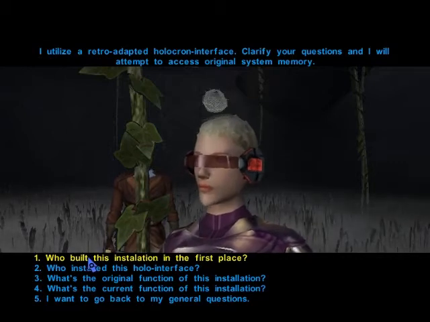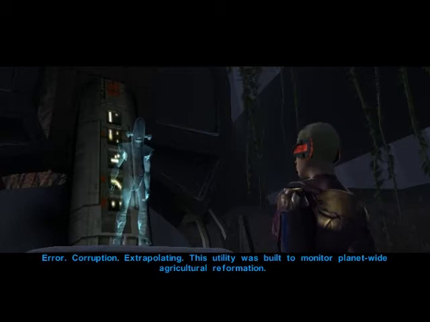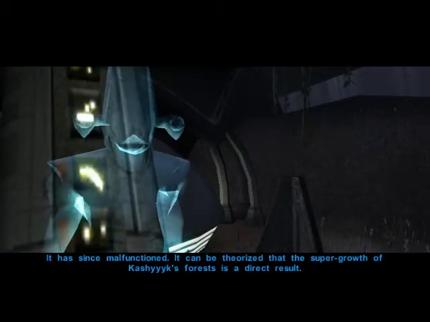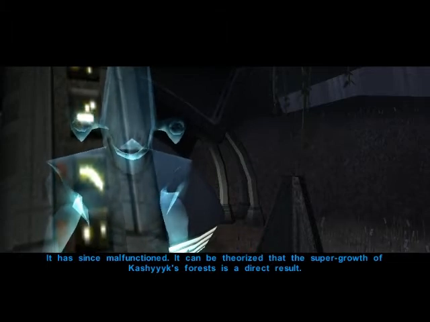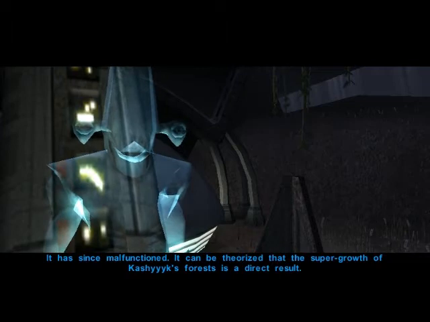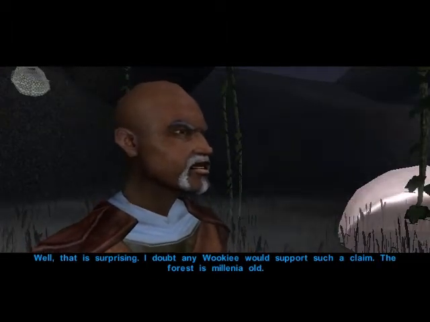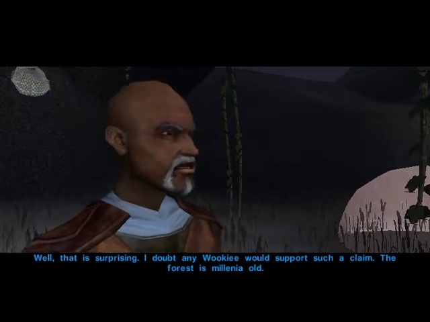Who built this installation? Error. Corruption. Extrapolating. This utility was built to monitor planet-wide agricultural reformation. It has since malfunctioned. It can be theorized that the supergrowth of Kashyk's forests is a direct result. Well, that is surprising. I doubt any Wookiee would support such a claim. The forest is millennia old.